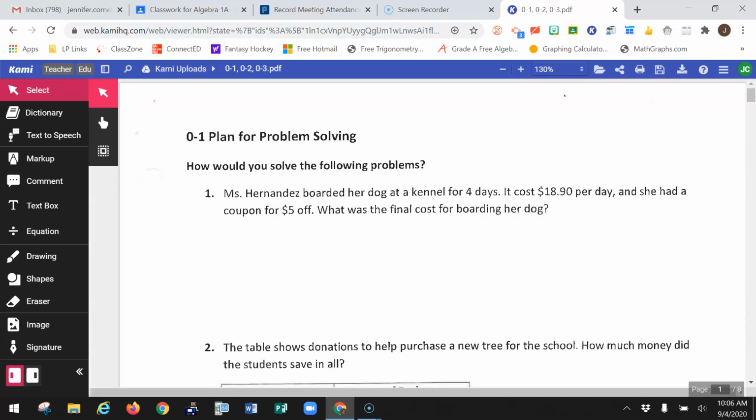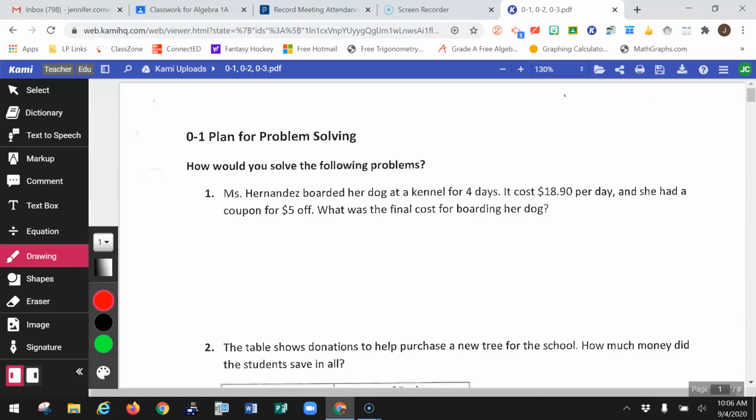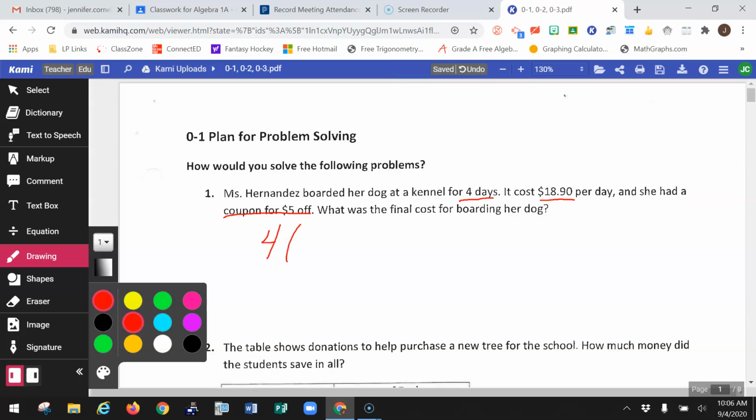So we have: Mrs. Hernandez boarded her dog at a kennel for 4 days. It's always good to underline important information. As you'll see at the bottom of the page, we have some problem solving steps there. So 4 days, and it costs $18.90 per day. And then she had a coupon for $5 off. So all you need to do for this one is take the 4 days, multiply that by the cost per day, which in this case was $18.90. And then you want to subtract off the $5 that she has a coupon for.